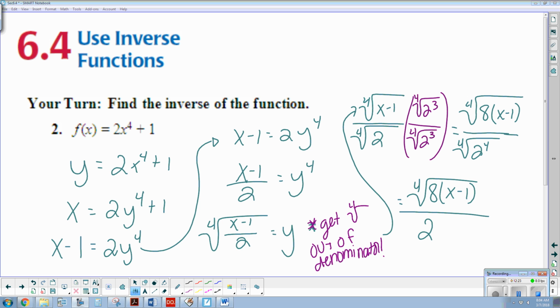Okay, so our inverse function here is the 4th root of 8 times x minus 1, all divided by 2. Remember that you have to rationalize your denominator. We did have the 4th root of x minus 1 over 2 equals y, or equals our inverse function, but we need to rationalize that denominator. So we have to multiply by 1 in the form of the 4th root of 2 cubed in order to get our denominator to be a perfect 4th root, so that we do not have a radical in the denominator.